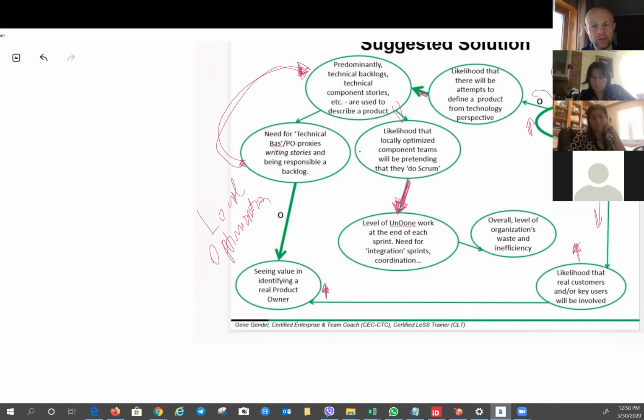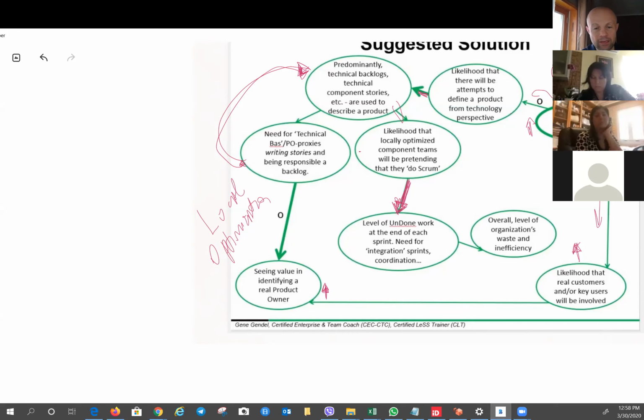The likelihood of having local optimization in team structure will lead to a high degree of undone work. Undone meaning work that prevents you from going into production. Anything that sits in between your definition of done and production deployment is called undone, or the undone department. We talked about this when we discussed last. So this is not a good thing.